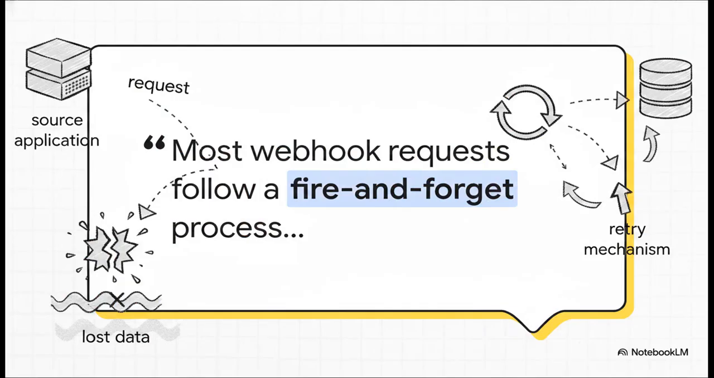And this brilliantly illustrates why understanding request failure is absolutely vital. As the source material points out, most webhook requests follow a fire and forget process. What does that mean? Well, it means the source application fires the data and just moves on. It often doesn't stick around to check if you successfully processed it. If your server crashes right as a payload arrives and you don't have persistent retries configured, that data is literally gone forever, which can absolutely wreck the integrity of your entire system. Always, always ensure failed requests are retried and that your data persists between those retries.